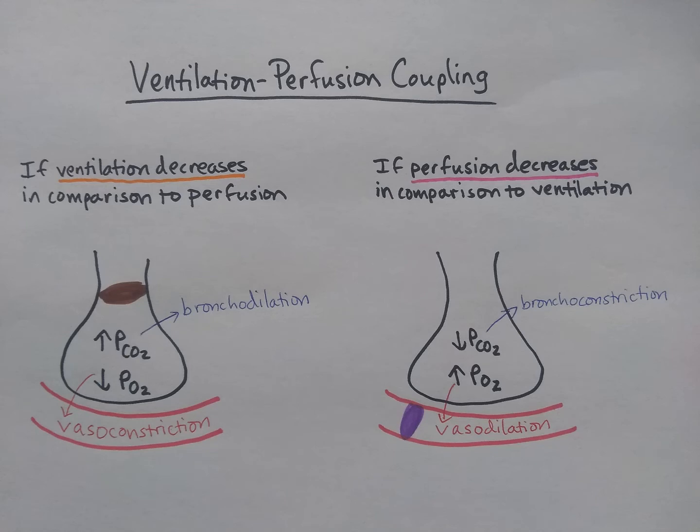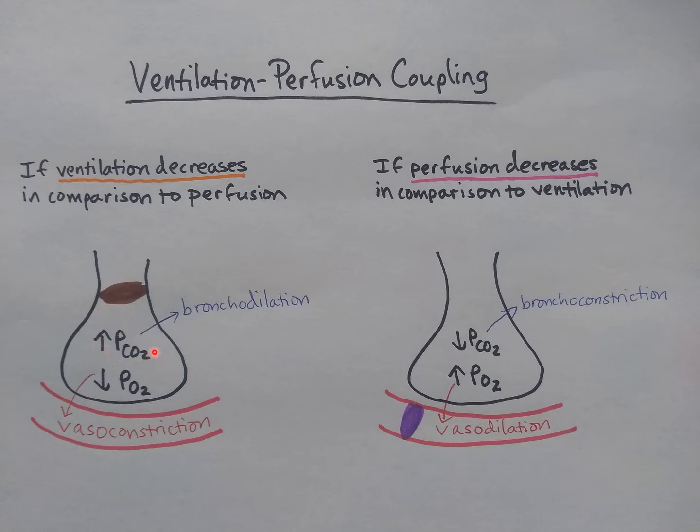Let's look at the picture on the left first. So in this picture, ventilation is going to decrease in comparison to perfusion. So what we mean by that is that the airflow in and out of the alveolus decreases in comparison to the blood flow to the alveolus. So maybe we've got a mucus plug that has formed here. Maybe this patient has pneumonia or something. And so we're not getting air flowing in and out of the alveolus anymore.